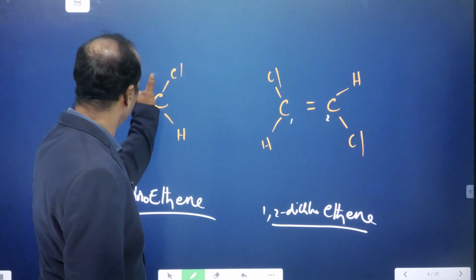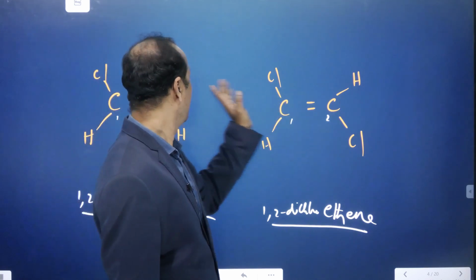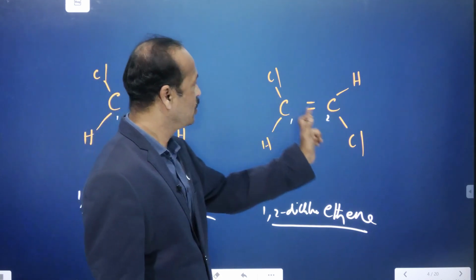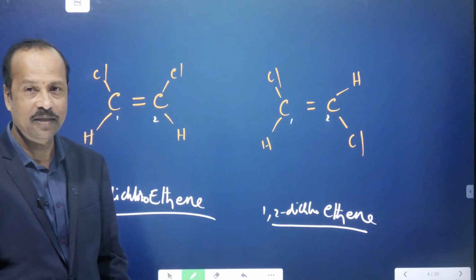Here if you see, two chlorines are on one side of the carbon. See here, one side only. But here the chlorines are on the same side, but here the chlorines are opposite. Clear? So that's called spatial, difference in the spatial.